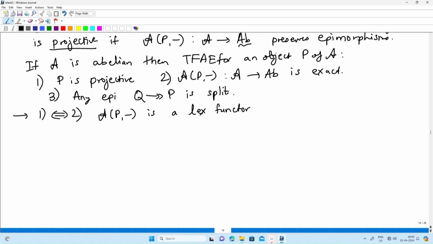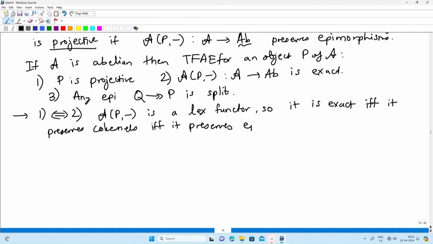So it is exact if and only if it preserves co-kernels. And because co-kernels are precisely epimorphisms, thanks to the condition in an abelian category that all epimorphisms are normal. So, if and only if it preserves epimorphisms. Okay, so this is a simple proof, just one line.